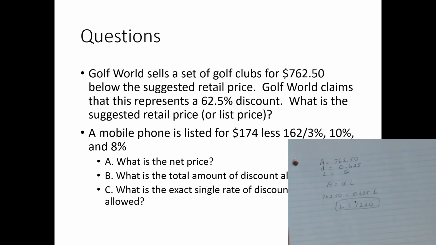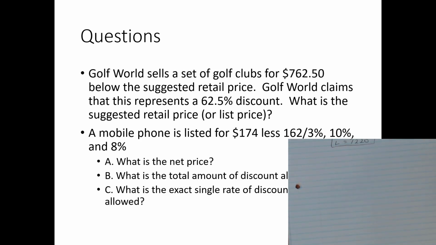So simple, right? Just applying stuff. We've got a little bit of context, just using some new terms. Moving on. Mobile phone listed for $174 less 16 2/3% discount. Sorry about that, that looks a little bit hard to read. PowerPoint is not the greatest with formulas, or maybe I'm just not the greatest with PowerPoint.